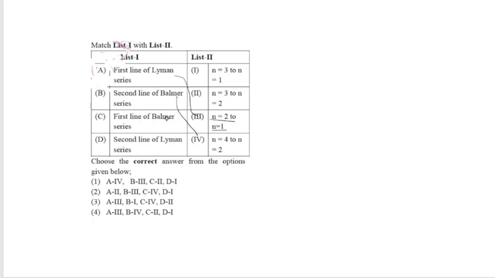transition. And similarly, the first line of Balmer series is definitely 3 to 2. So C is connected to 2. And the second line of Lyman series, which is again from 3 to 1, related to the first one. Simple matching question, and the fourth one is the correct one.